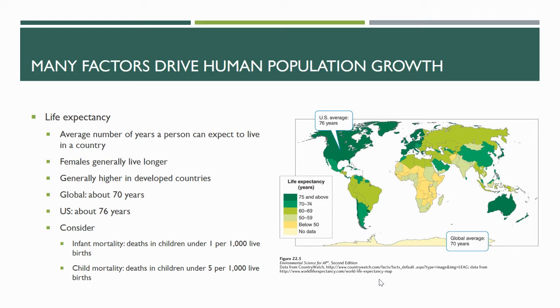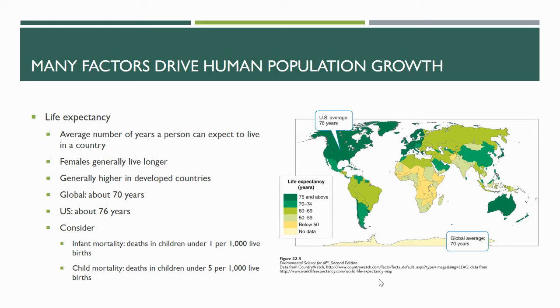Life expectancy is the average number of years a person can expect to live, and that will be based on where they live. One thing that we know is that females generally live longer than males do. Life expectancy is generally higher in developed countries. Our global average is about 70, where the US is about 76, but we for sure do not have the highest life expectancy on the globe.